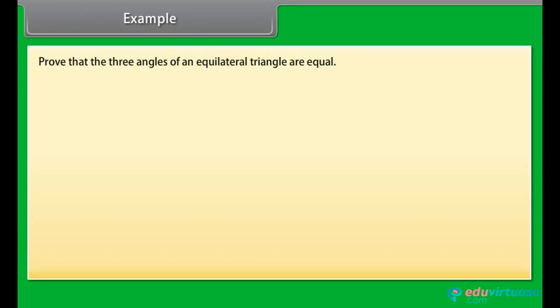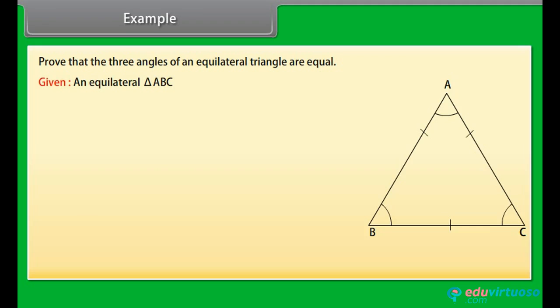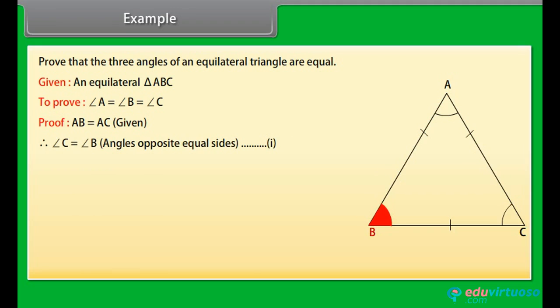Example. Prove that the three angles of an equilateral triangle are equal. Given an equilateral triangle ABC, we have to prove that angle A is equal to angle B, which is equal to angle C. Proof. AB is equal to AC, given. Therefore, angle C is equal to angle B because angles opposite equal sides are equal. Mark it as 1. Also, AC is equal to BC, given. Therefore, angle B is equal to angle A. Mark it as 2. From 1 and 2, angle A is equal to angle B, which is equal to angle C. Hence the result.